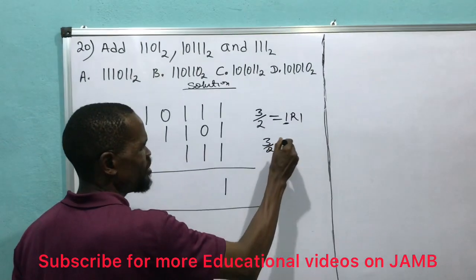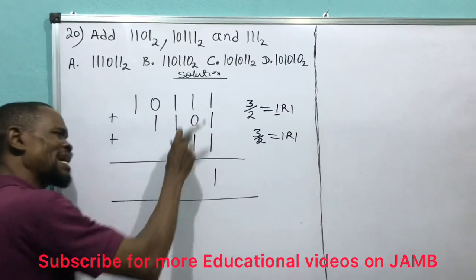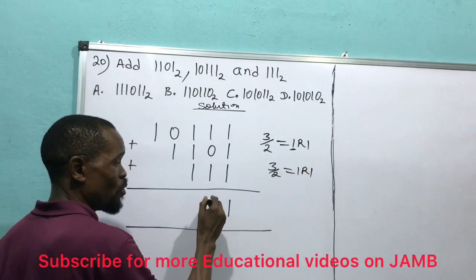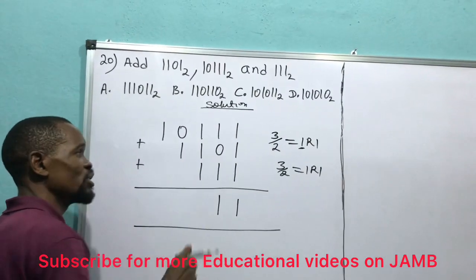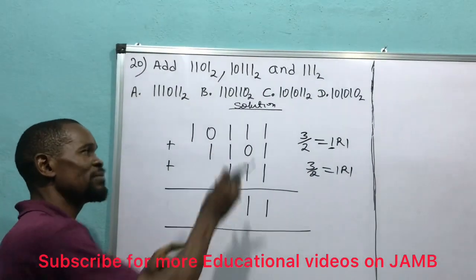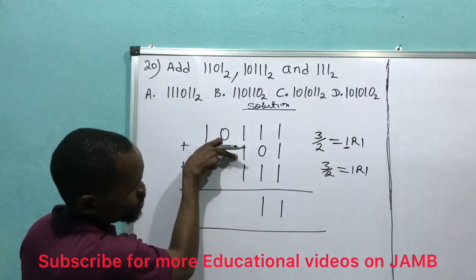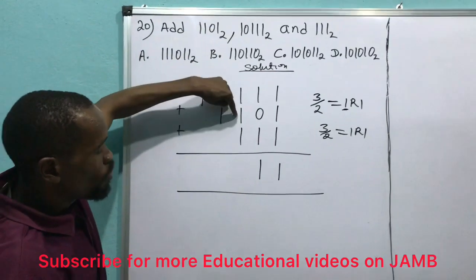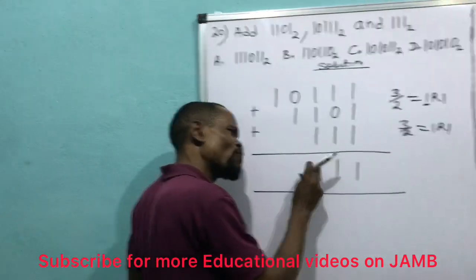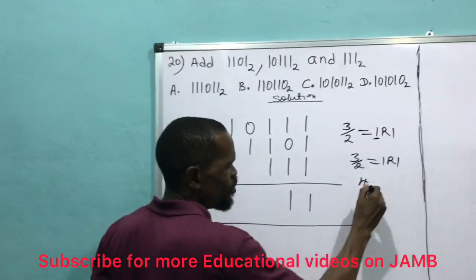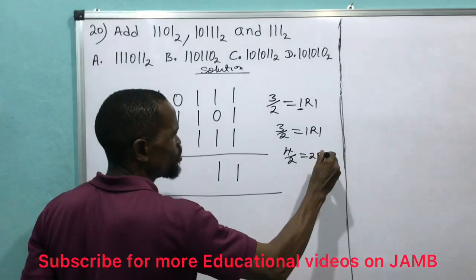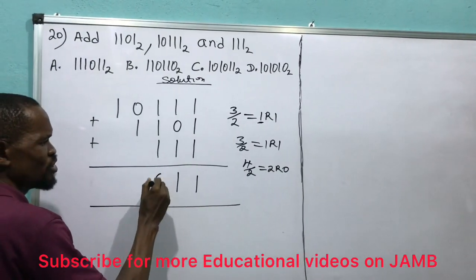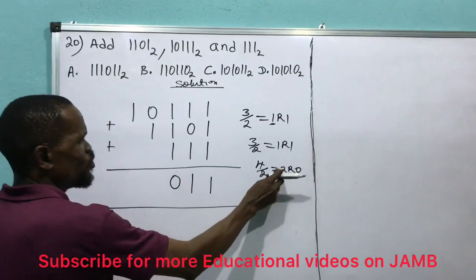I will do the same thing. 3 divided by 2 gives me 1, remainder 1, because I can't write 3 under base 2. I have to write down my remainder and carry my quotient over the other side. Getting to this place, it becomes 1 plus 1, giving me 2 plus 3 is 4. Will I write 4 here? No, I will say 4 divided by 2, giving me 2, remainder 0. I will write down my remainder 0 and carry my quotient, which is 2.